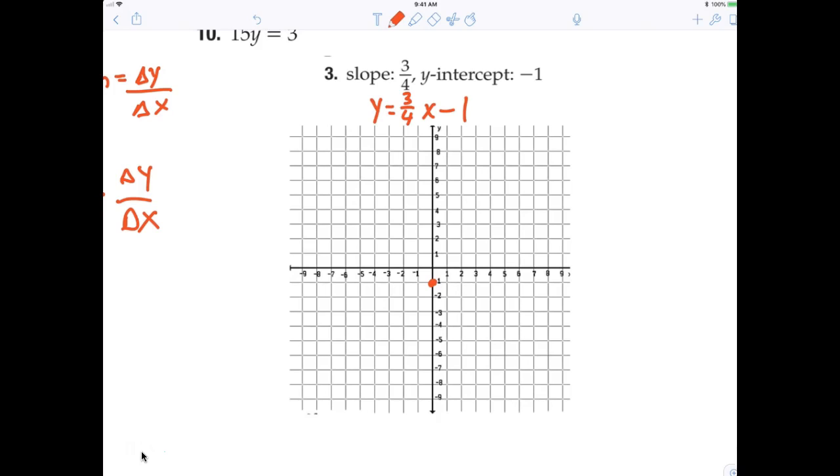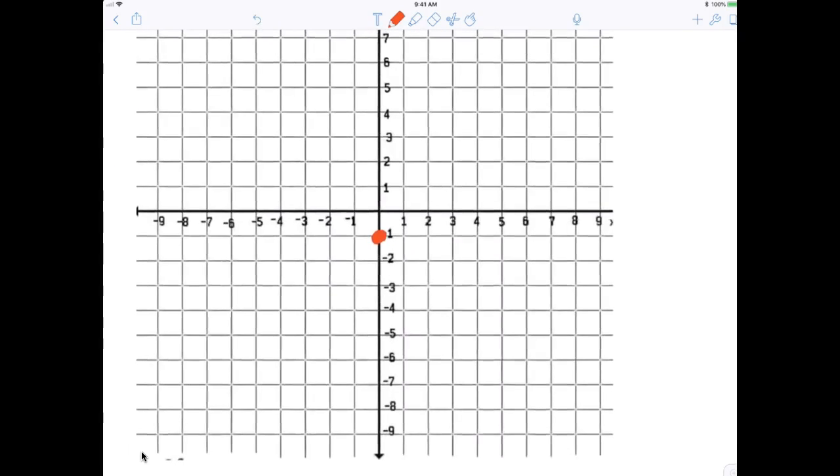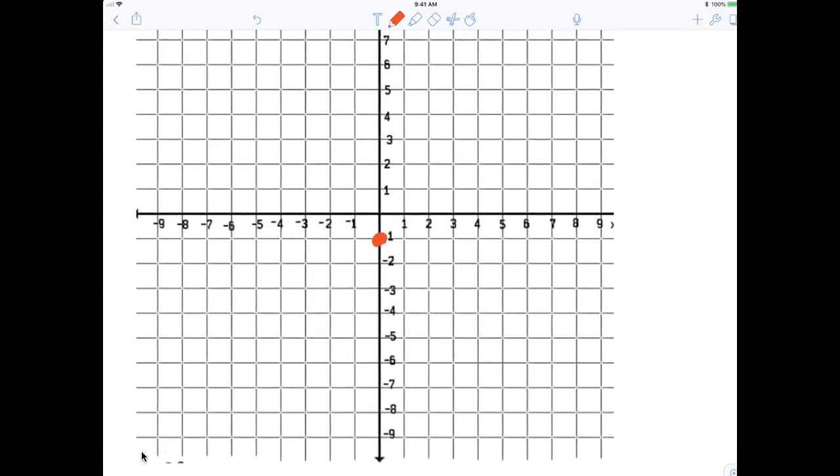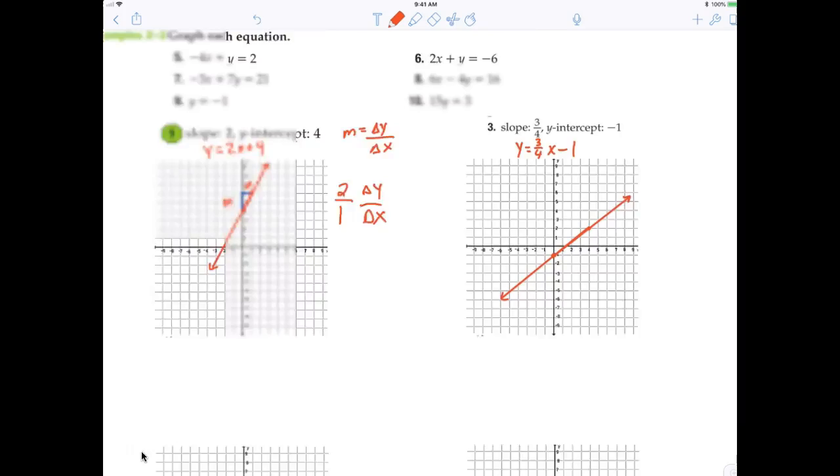And that is exactly correct. And when you say over 4, you're saying to the right 4. So now everybody can go up 3 and over 4. And then draw your line. And don't forget the arrows at the end. Everybody see how easy that is? So far, so good. All right, so that's number 3.